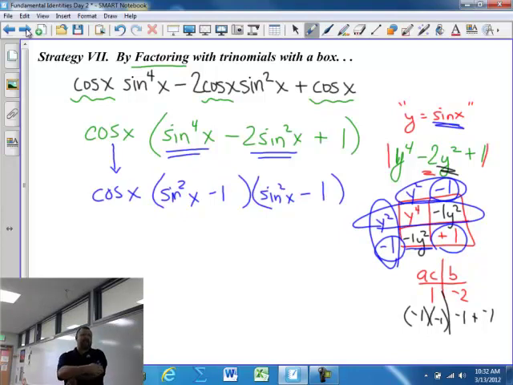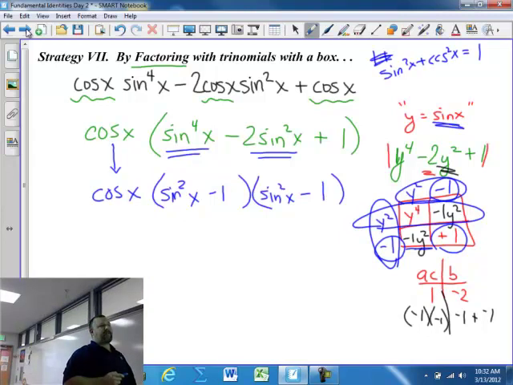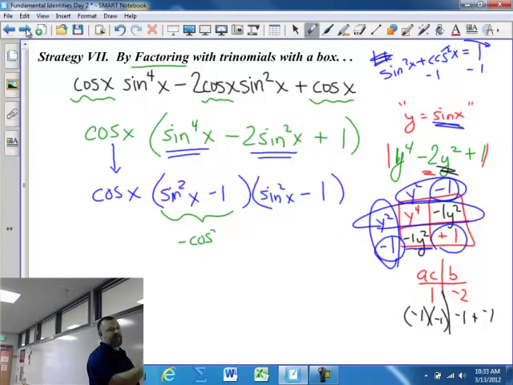All right, now what is sine squared of x minus 1? Oh, it's cosine squared. Close, it's not cosine squared. We had sine squared of x plus cosine squared of x equals 1. If we subtract sine squared and subtract 1, then we've got to move the cosine to the other side as well, correct? Yes, that's negative cosine squared. So this is negative cosine squared of x times negative cosine squared of x.